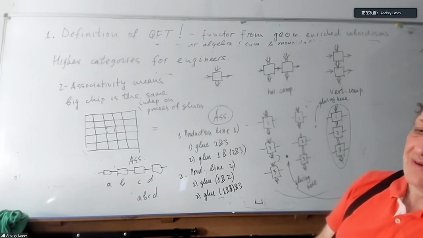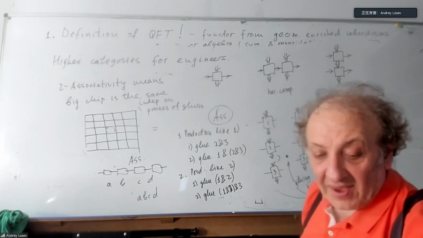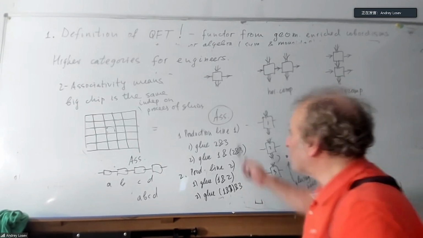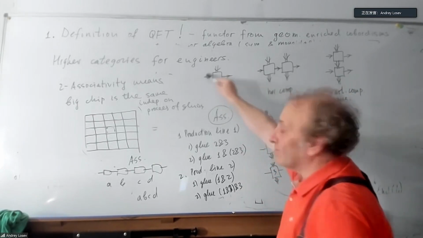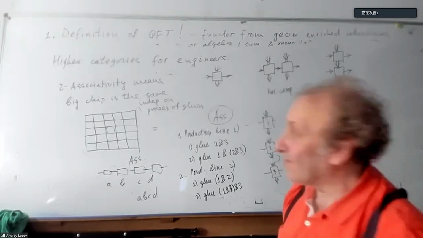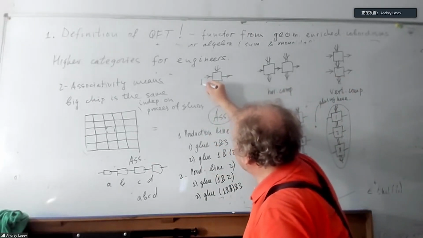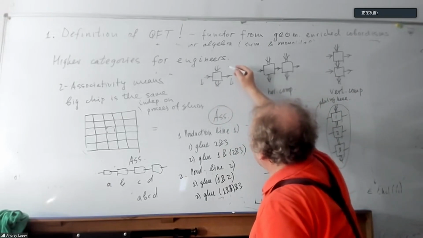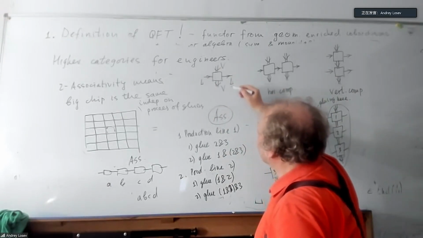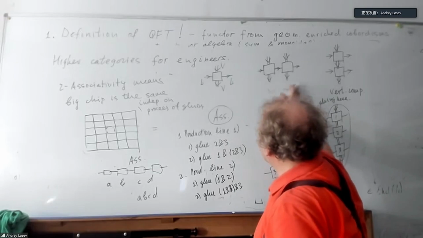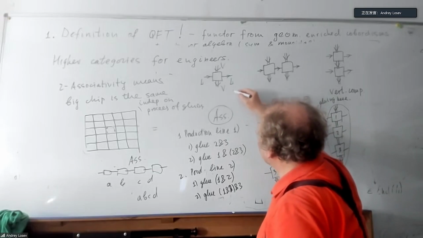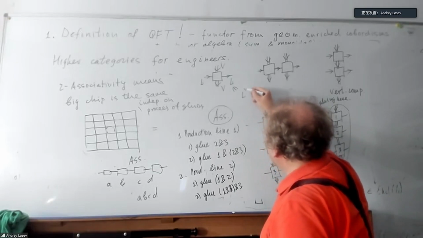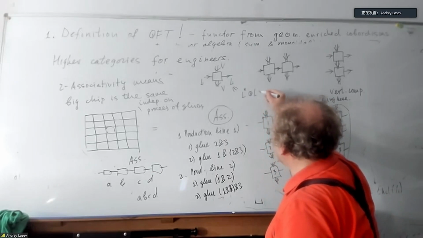And then it is clear what to associate to such a chip, to a small chip. Let me associate vector space L here and vector space V here. So this small chip belongs to L star tensor L, tensor V star, tensor V.